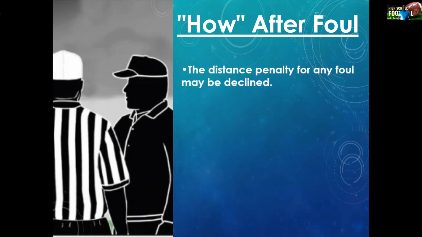The distance penalty for any foul may be declined, right? So believe it or not, it can be a 15-yard penalty, they can decline the 15 yards, they can decline the 5 yards. Any distance on any penalty can be declined. The choice of options may not be revoked. So once we ask the designated representative, the head coach or the captain, what they want to do, if they say I want to decline it, I want to be third down or fourth down, they can't say, oh no, we changed our mind. Nope. Once you've given the choice, you stick with it.